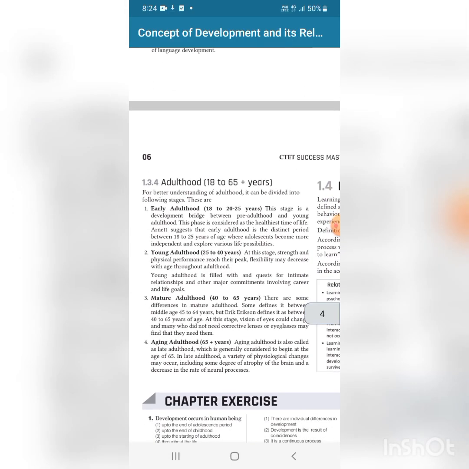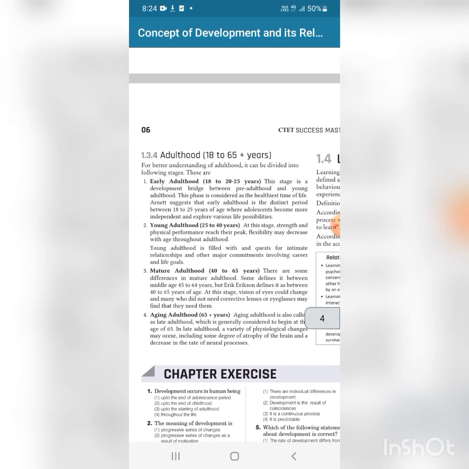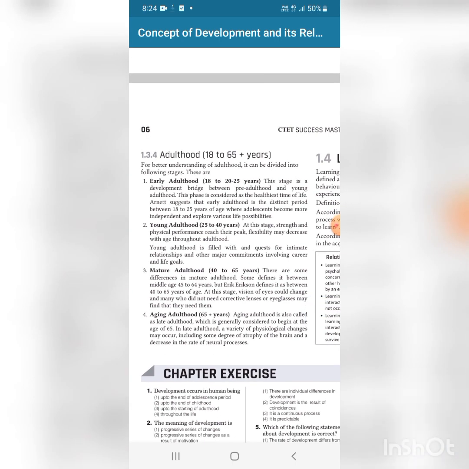Now, adulthood, which is from 18 to 65 plus years. For a better understanding of adulthood, it can be divided into following stages. These are early adulthood, which is from 18 to 20 to 25 years. This is a stage of development bridge between pre-adulthood and young adulthood. This phase is considered as the healthiest time of life. Arnett suggests that early adulthood is a distinct period between 18 to 25 years of age where adolescents become more independent and explore various life possibilities.